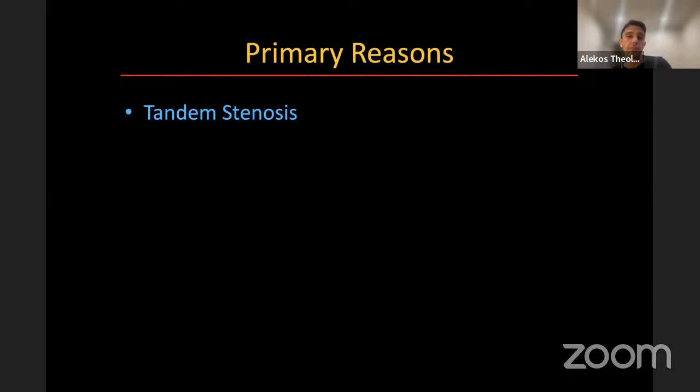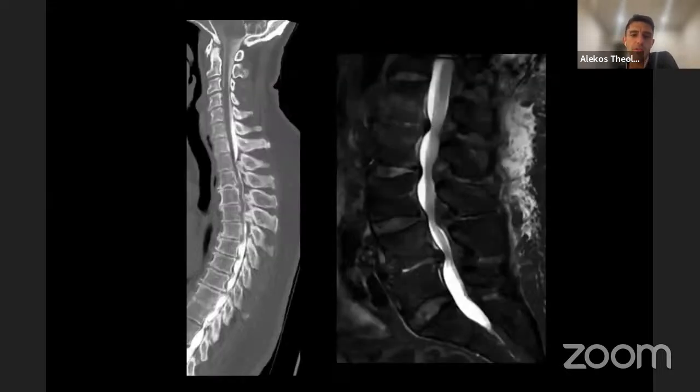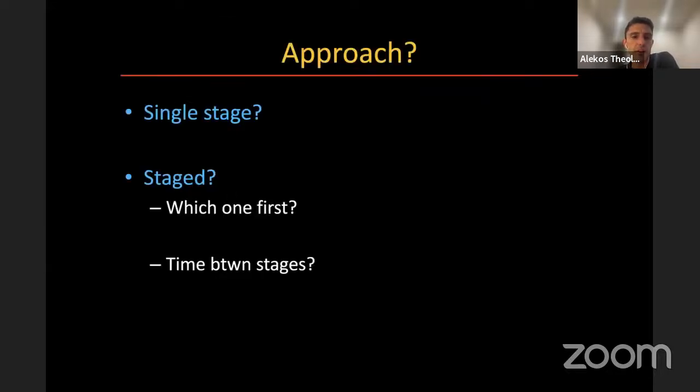Other reasons from a primary standpoint to do a cervical to thoracic fusion would be for tandem stenosis. I don't think this is common, but it can happen. So this is a lady who had multi-level ossified ligamentum flavum. You can see there at C7, T1, T1, T2, and then all the way down to about T8, 9. And then she also has in the lumbar spine stenosis at multiple levels, L1, 2, 3, 4, and 4, 5. So in this situation, we planned on doing this in 2 stages.